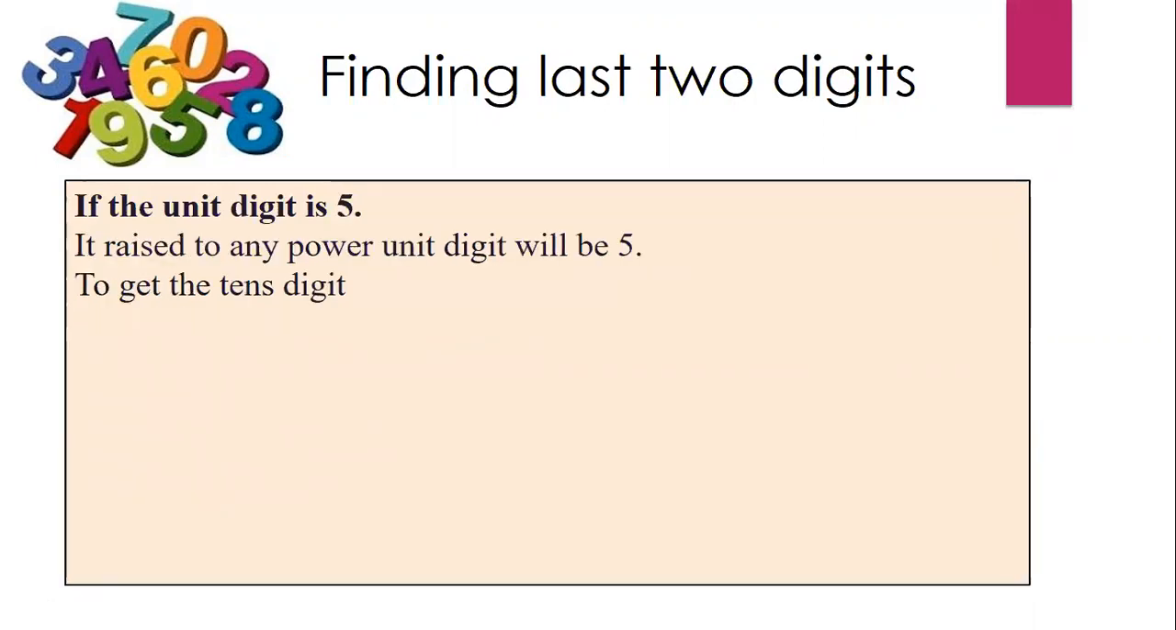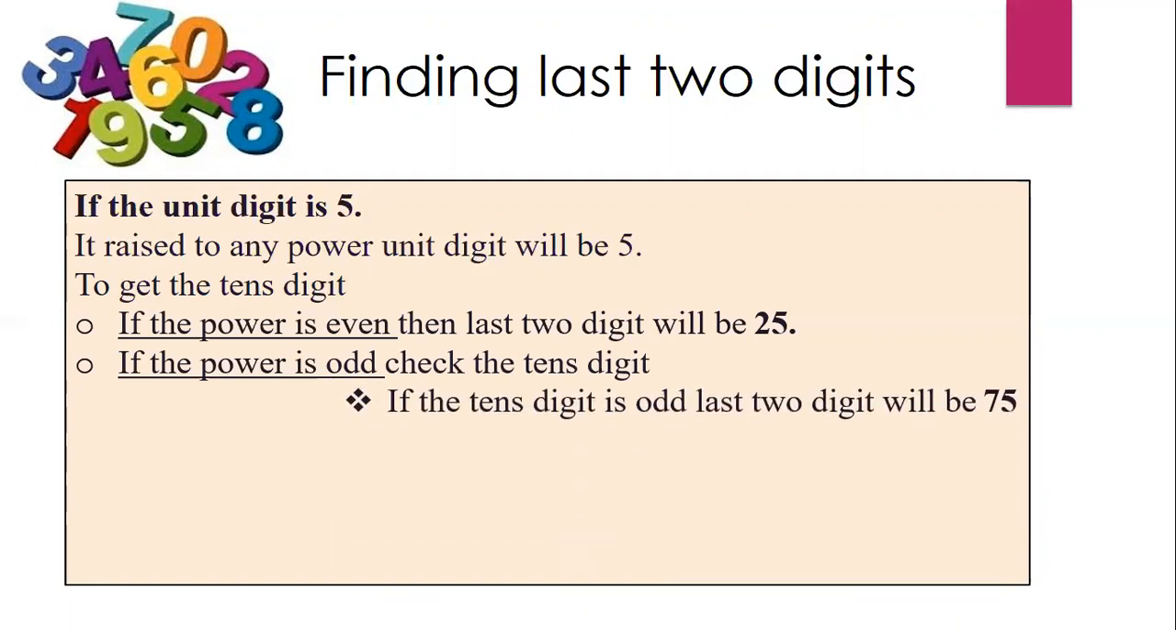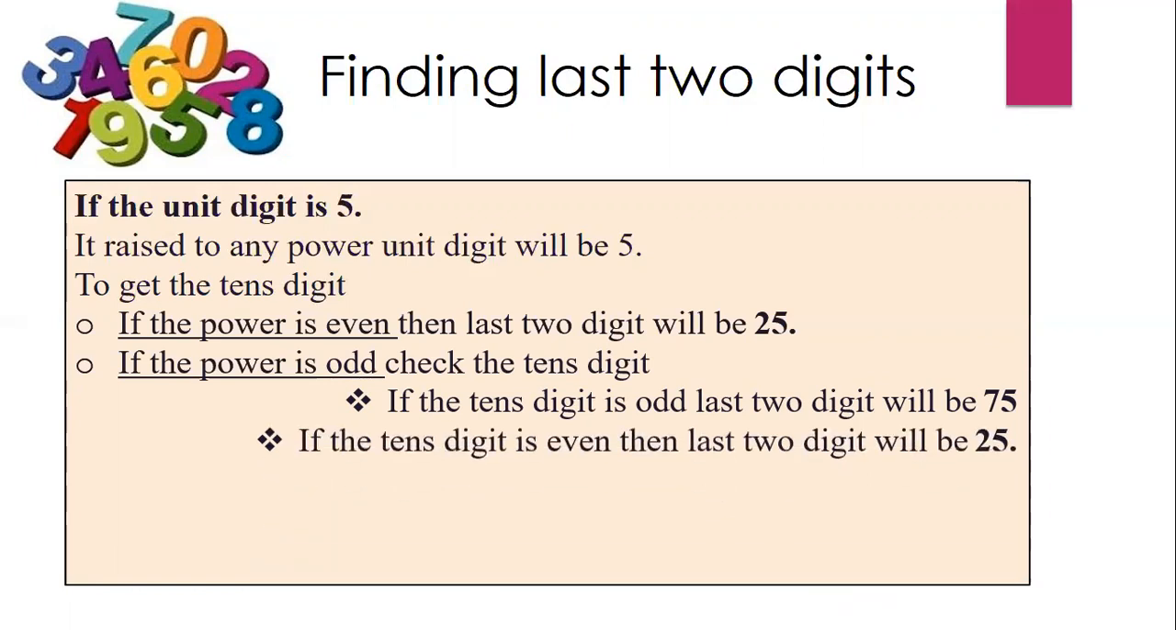If the unit digit is 5, raised to any power, the unit digit will definitely be 5. To find out the tens digit, we need to just verify the power. If the power is an even number, the last two digits will definitely be 25. In case the power is odd, then we need to check the tens digit. If the power is odd and the tens digit is odd, then the last two digits will be 75. If the power is odd and the tens digit is even, then the last two digits will be 25.